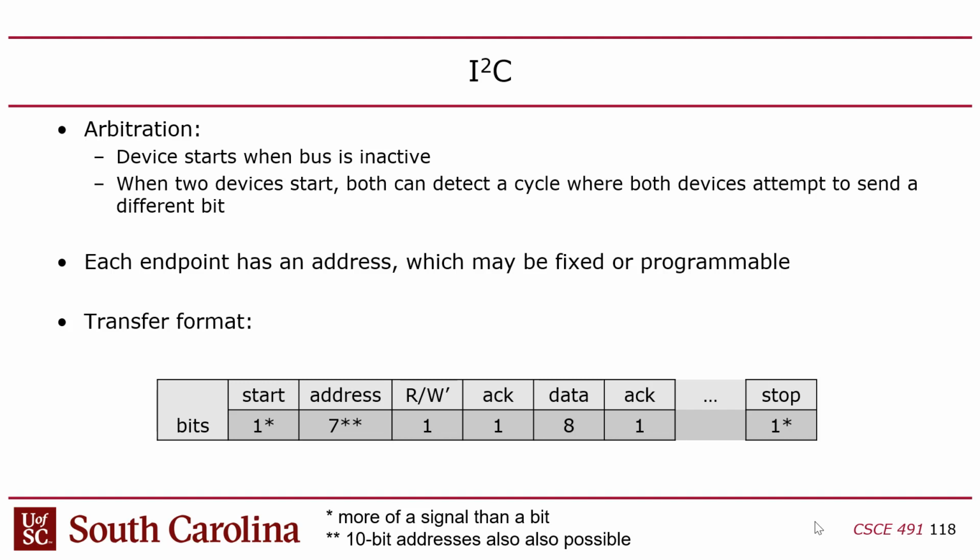The start and stop are not really bits, they're signals. And the signals are created by having a situation where the data changes when the clock is high. That's it. If the data changes when the clock is high, that can only mean a start or stop, because otherwise you don't change the data when the clock is high. You guys remember that? Okay.